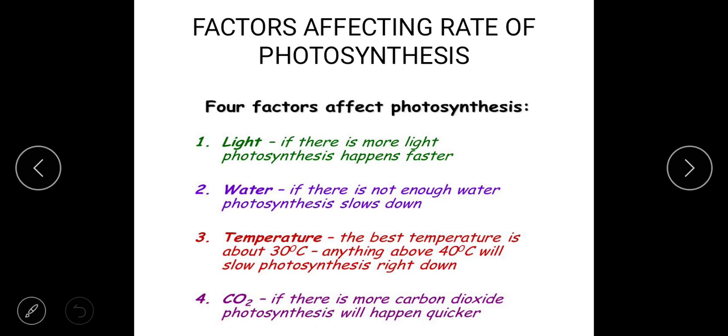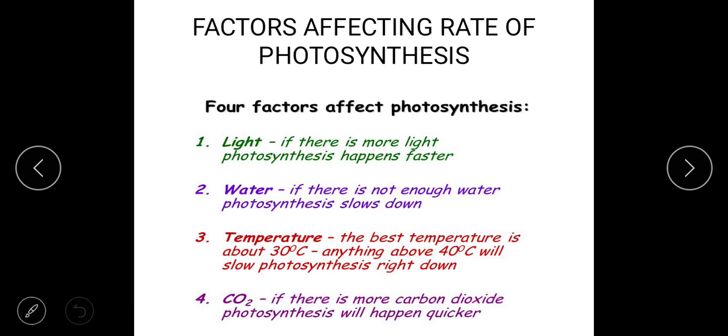And now, last but not the least, we'll see the factors. What are the factors that affect the rate of photosynthesis? There are various factors, but especially two kinds: internal factors and external factors. I'm giving emphasis mainly to the external factors. In external factors, we have to take light, water, temperature and carbon dioxide.